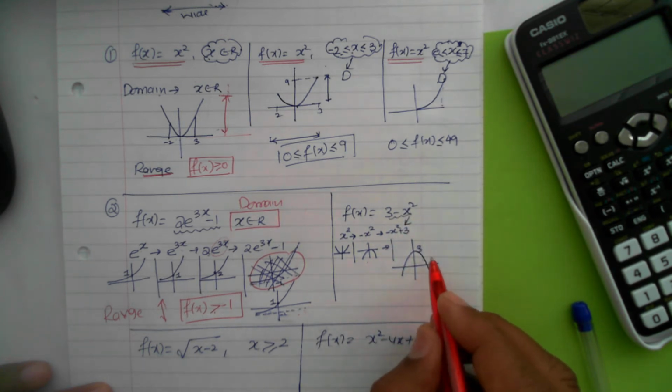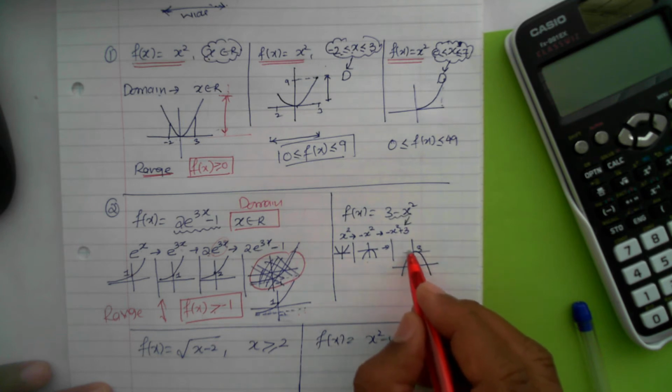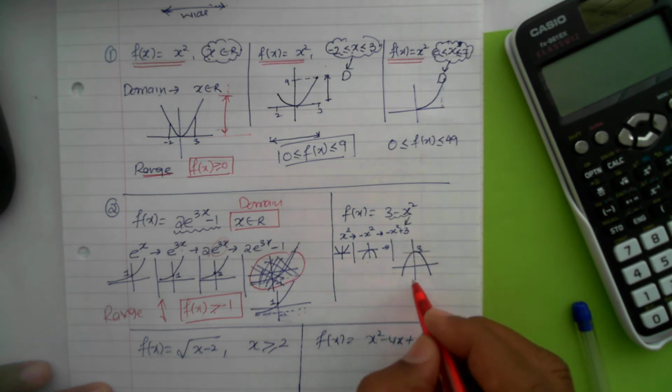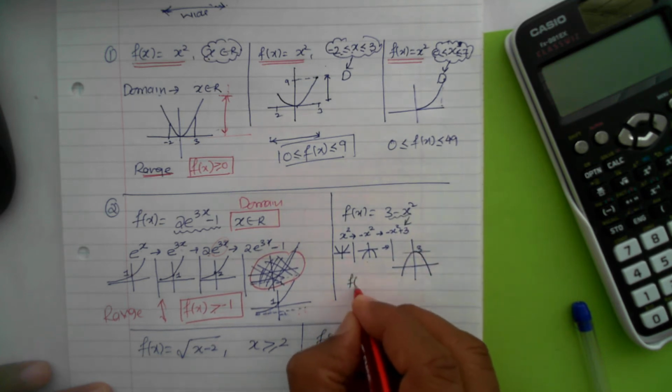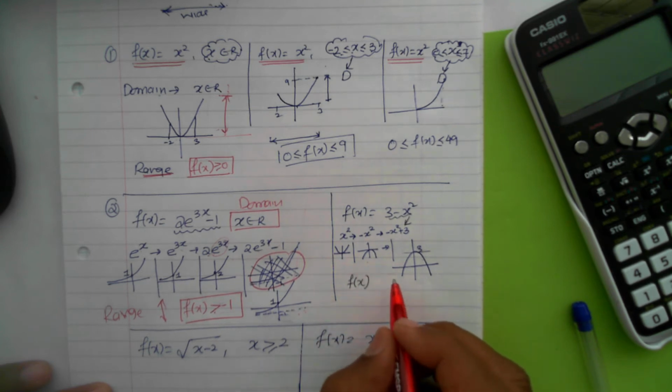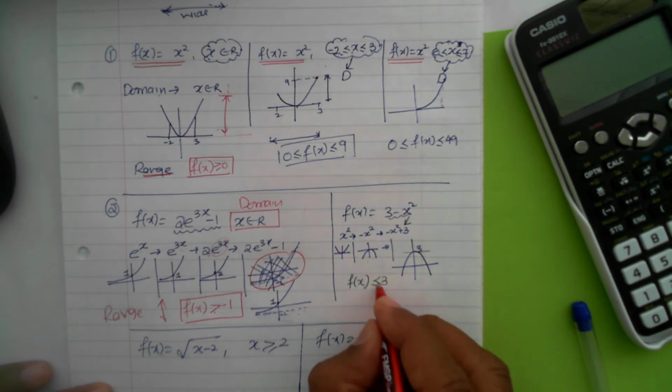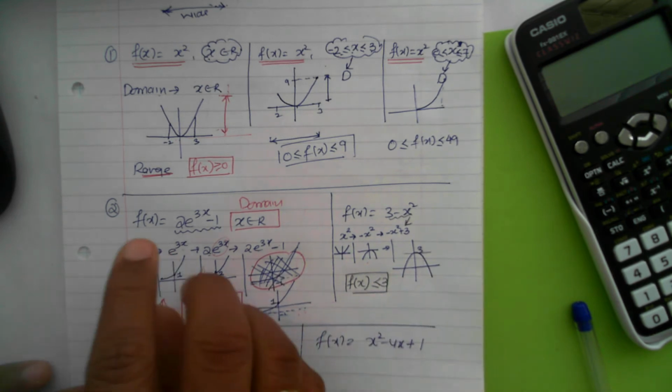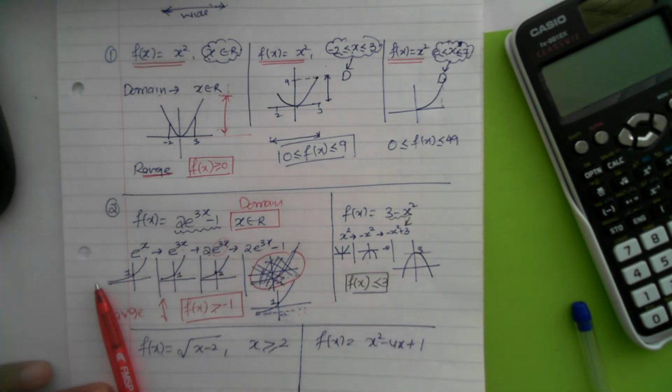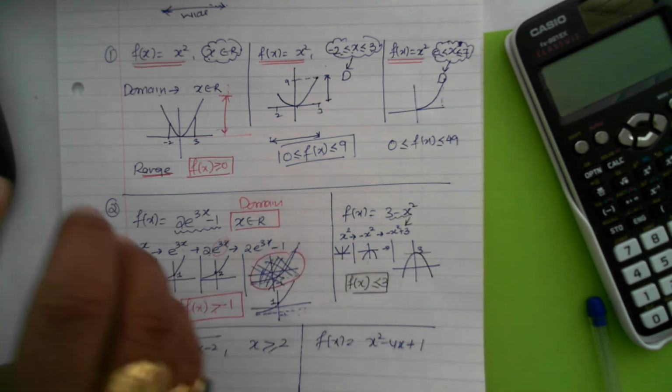Okay, that's the graph. How high the graph can go is only up to 3. How low, we don't know. In the given form, the range would be less than or equal to 3. Okay, I'm going to show you now, guys, how the range changes if the domain changes for this function, like we did in the previous one.